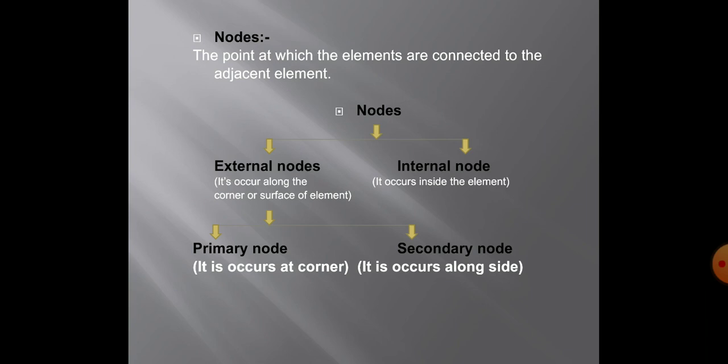So there are two types of node, external node and internal node. An external node occurs along the corner or the surface of an element, and an internal node occurs inside the element. The external node is further divided into two types, primary node and secondary node. A primary node occurs at the corner or edge of the element, and a secondary node occurs along the sides of that element. So these are the nodes.